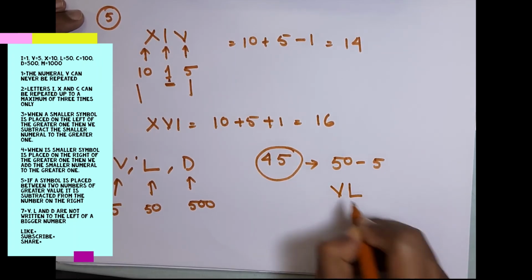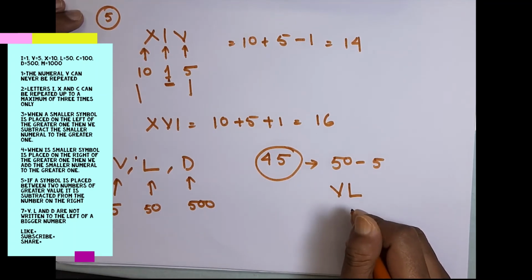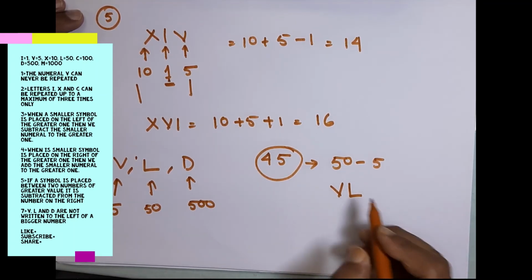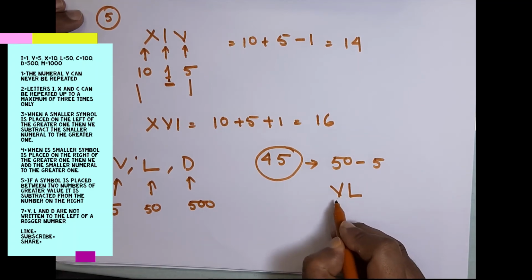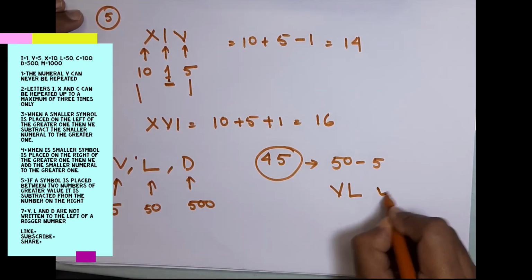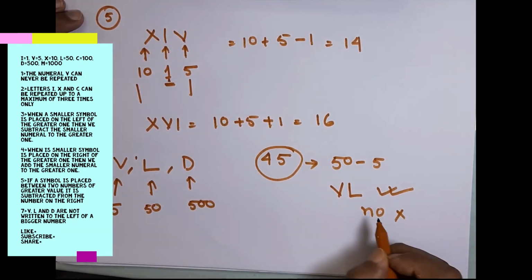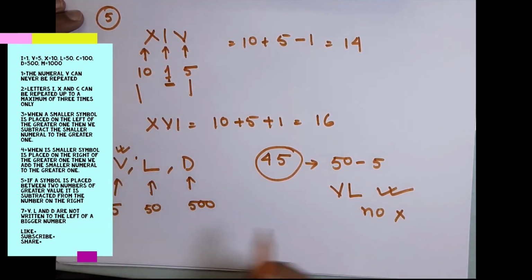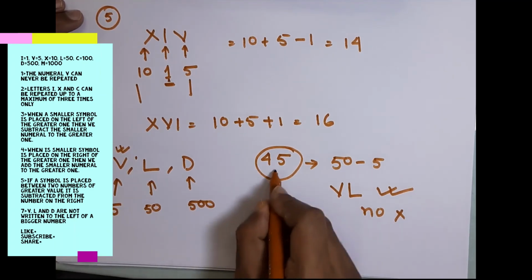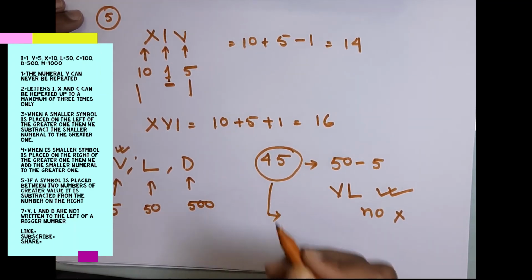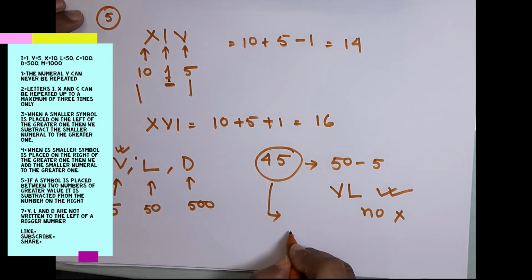So if we write it there, because it is mentioned in our second rule, in our third rule, that if we put a smaller number to the left of a bigger number, it is as good as subtraction. So is it a right answer? No, it is a wrong answer. So this cannot be to the left of any bigger number. So then how do we represent 45? Let us see that. So we'll do something like this.